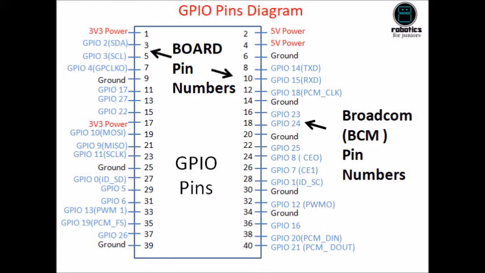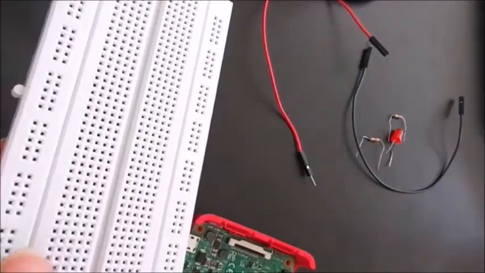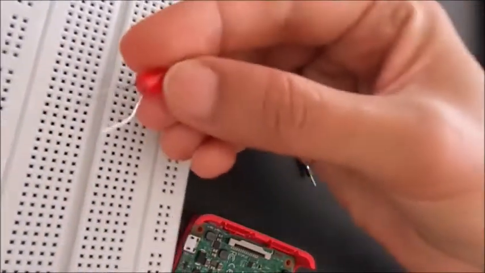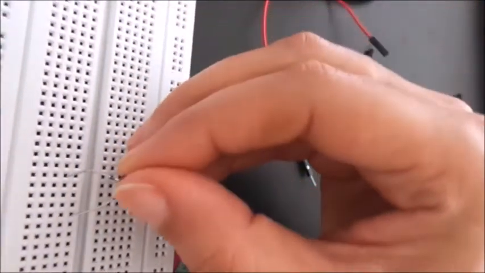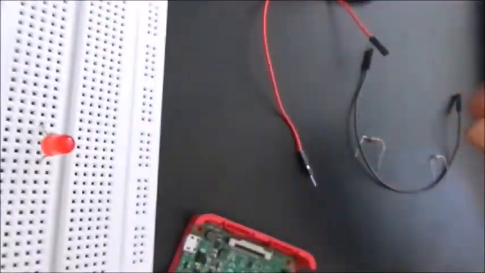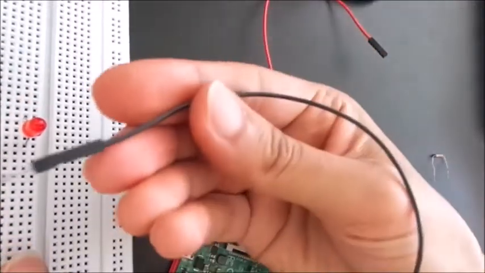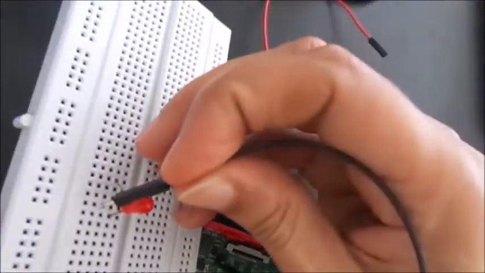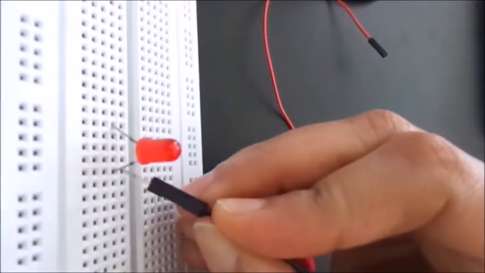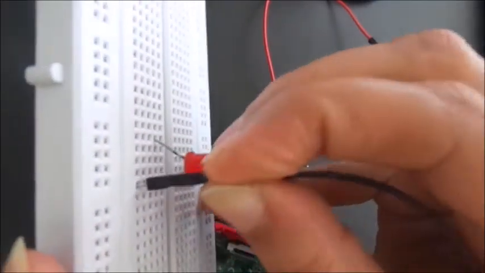For temporary circuits, we use the breadboard. For basics of breadboard, see the link in the description. Connecting the LED. Using black jumper wire for the ground connection. It's a general convention to use black color for ground connections. These 5 sockets are interconnected to each other.